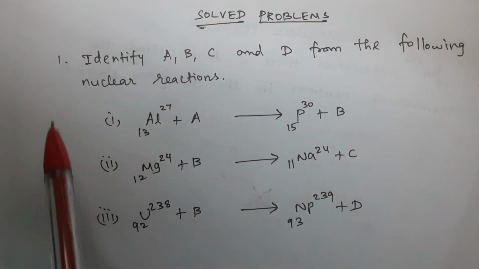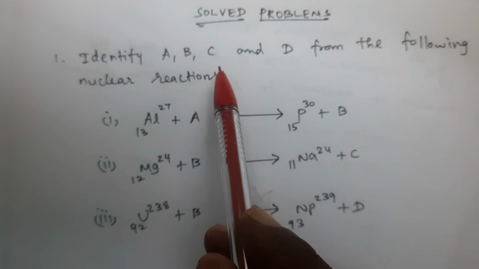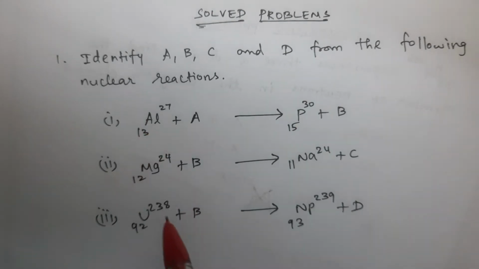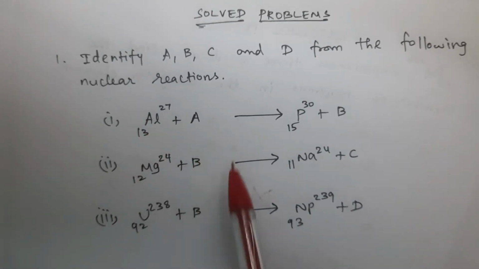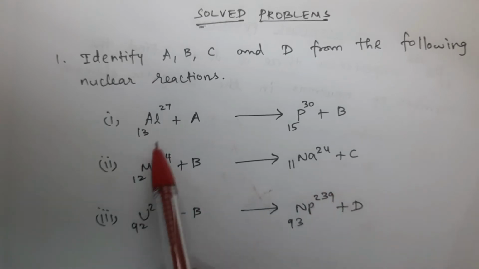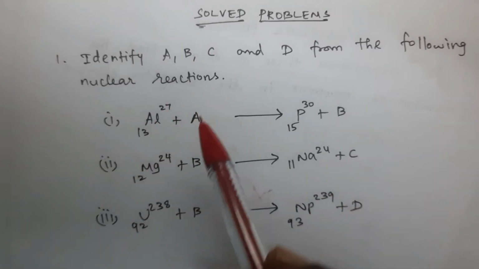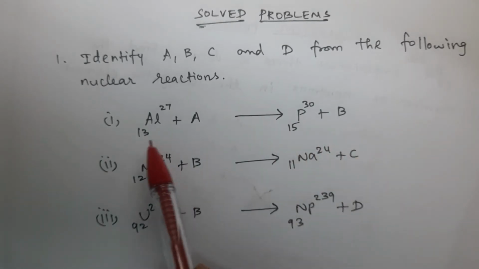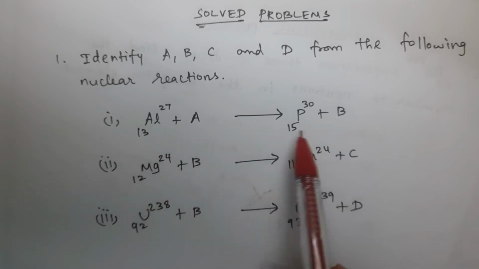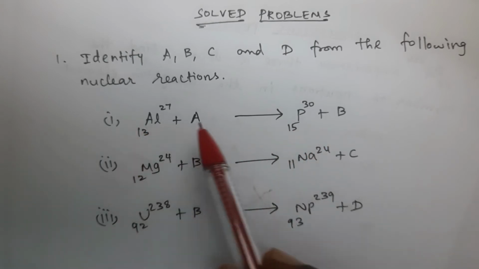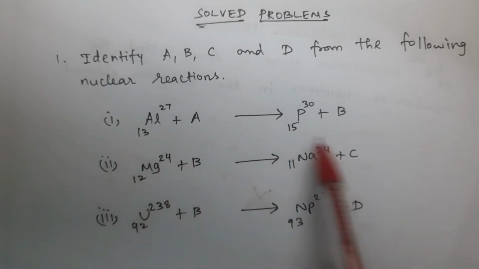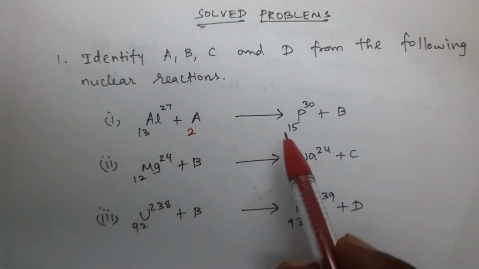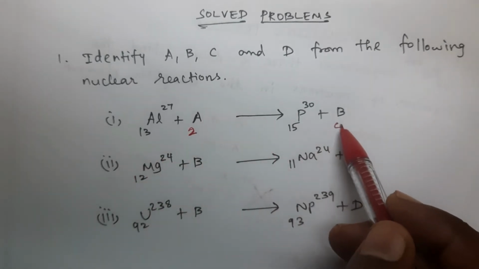Next, solved problems. First one, identify A, B, C and D from the following nuclear reactions. So for the given 3 reactions, we have to find out A, B, C and D. In the first reaction, aluminum 13-27 plus A gives phosphorus 15-30 plus B, where in atomic number, whichever is smaller we have to fix. So 13 is smaller, here 15 is there. So when will they become equal? Here 2 should come. So here 15, here 15, equal. So here 0 will come, equalized.